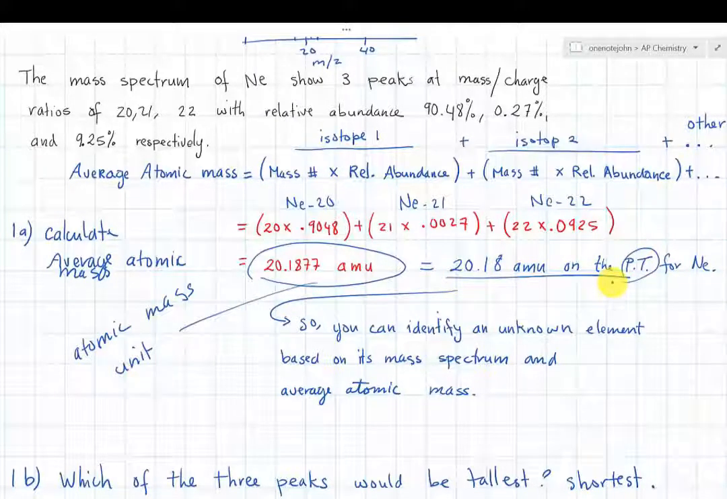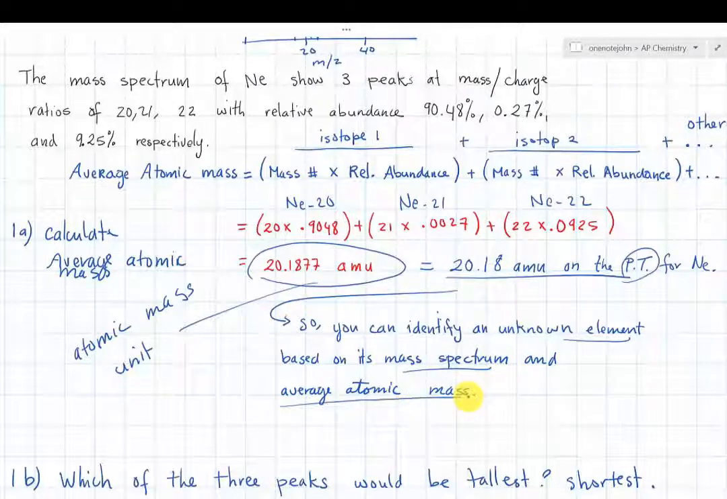What does that mean? That means you can identify an unknown element based on the mass spectrum. Because you can use the mass spectrum to determine the average atomic mass of an element, and each element has its own unique average atomic mass.